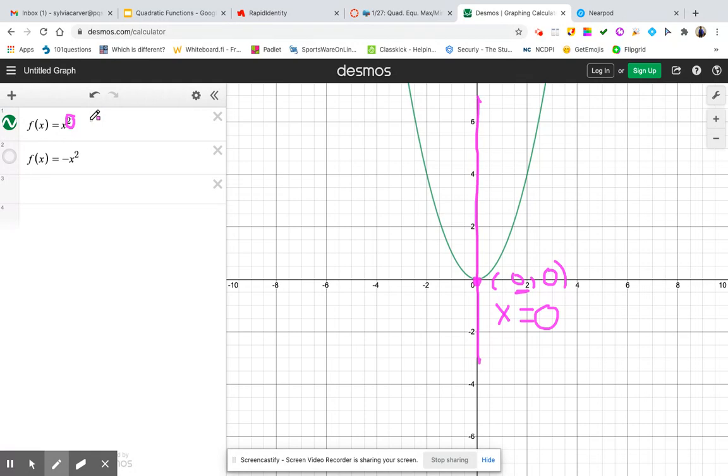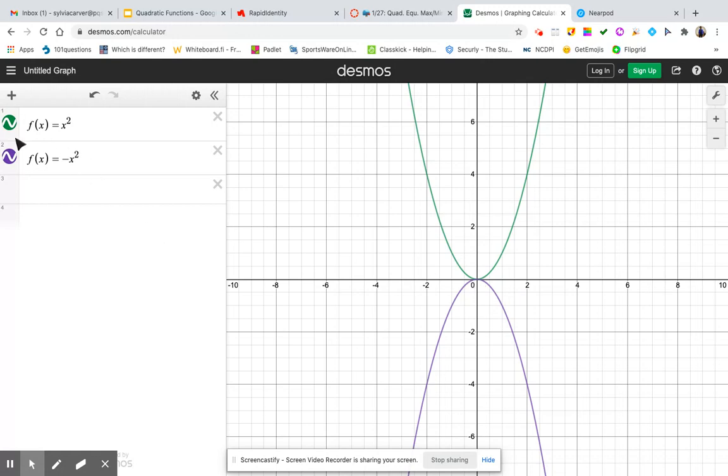And this is a parabola because it's a U shape. If I take a look at this second one here, it's going to flip upside down. So the purple one that I just drew in here, this vertex is going to be a maximum for the purple. So the green vertex is a minimum. The purple vertex is a maximum.